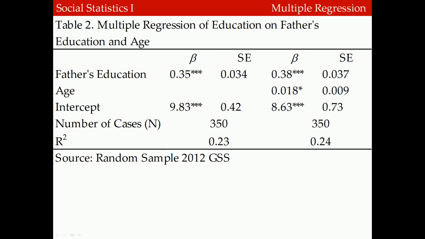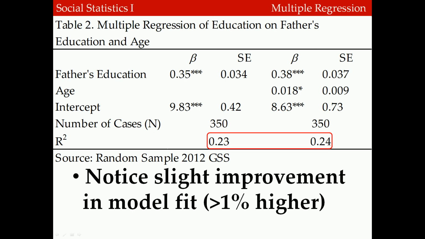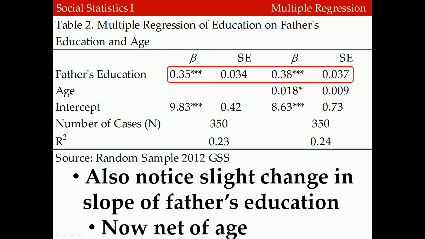And the second model that we've added directly to the right of that model is the one that includes a value for age. So notice first that there's a slight improvement in model fit. Whereas the first model explains 23% of the variation in education, the next model has a slight improvement in model fit. And so together, age and father's education explain about 24% of the variation in response education. And we can also see that the slope effect of father's education changed slightly. So it increases from 0.35 to 0.38. And the question is, why did it change?